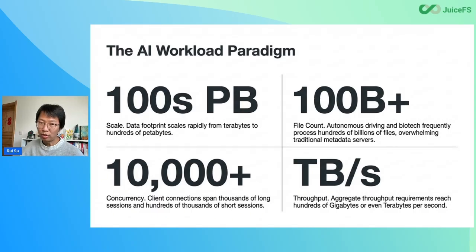Third, AI workloads have very high concurrency. In a traditional IT system, maybe a dozen clients connect to a file server. In AI training, the number can grow from hundreds to tens of thousands. In some short jobs, the peak can even reach hundreds of thousands of connections.